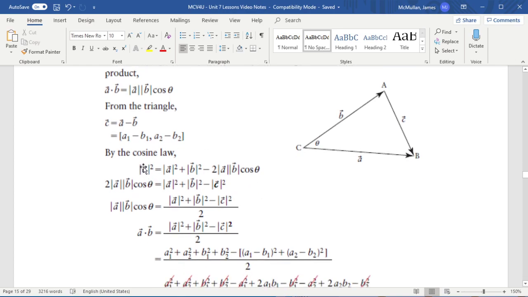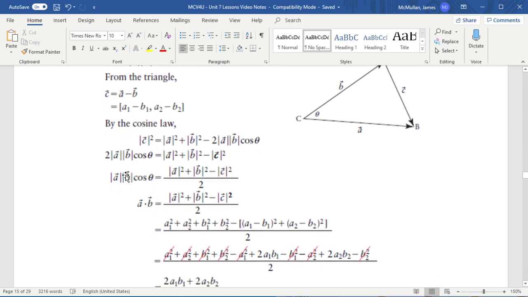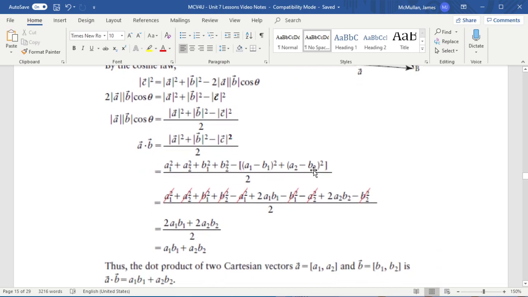So what they do then is they do the cosine law, and they replace this thing on the left with the dot product, because ab cos theta is the dot product. And what you have up here is a squared plus b squared minus c squared. They replace all of this with their components, they clear it all up, and you come up with this. So the dot product's on the left, and a1 b1 plus a2 b2 is on the right.